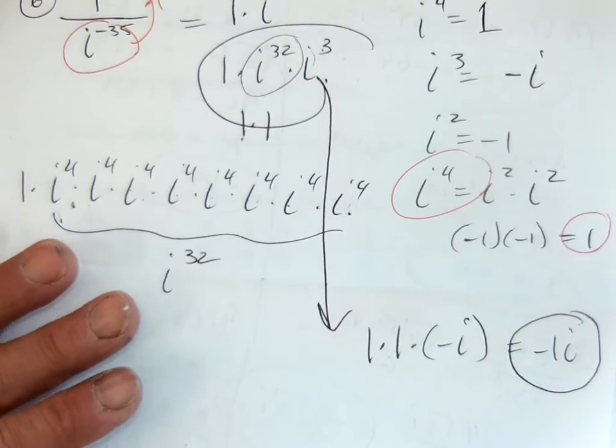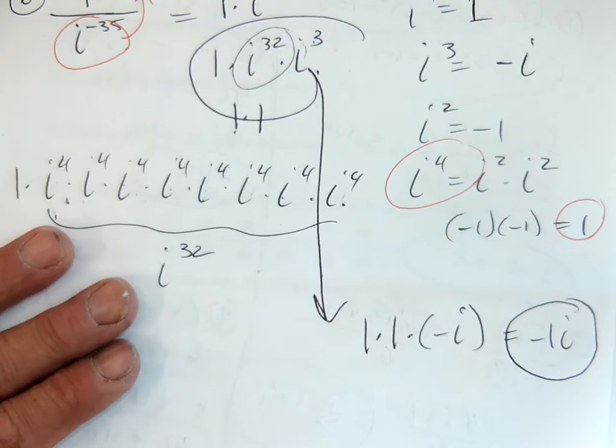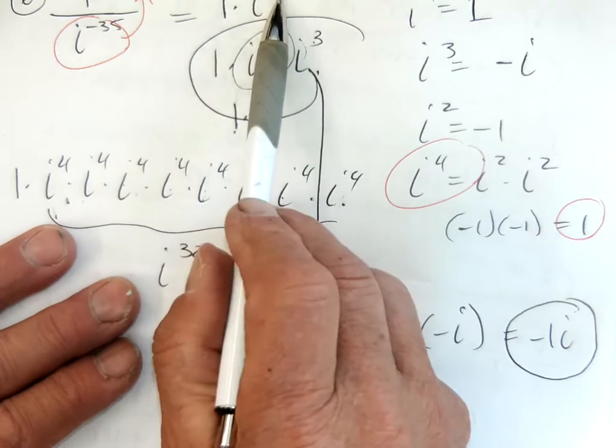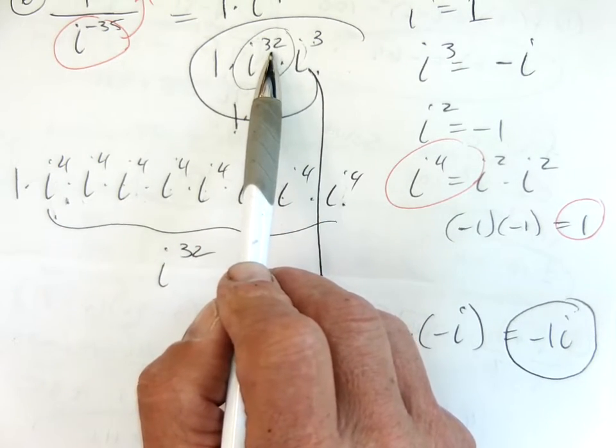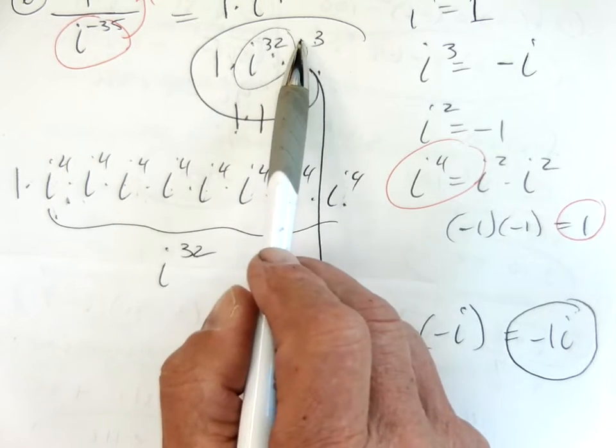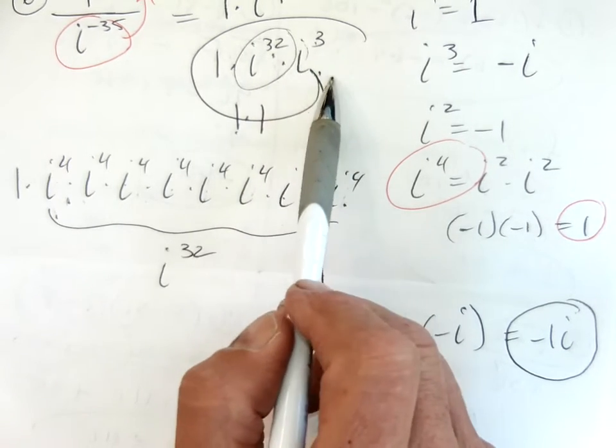Yeah, I'll wait for you. So I just find with the exponents, any multiple of 4 will automatically become 1. And then what's left over, my remainder, is going to be my answer, okay?